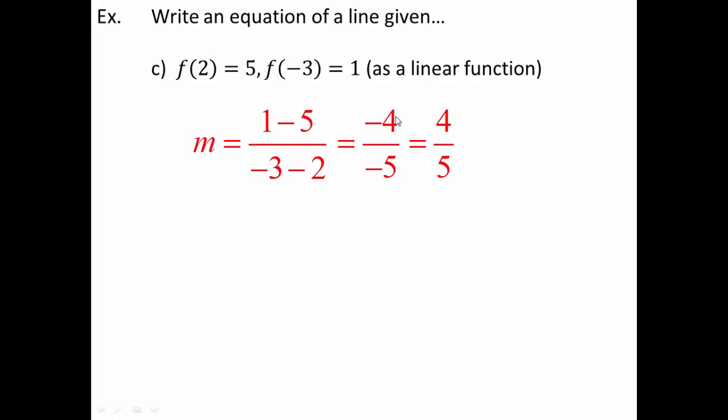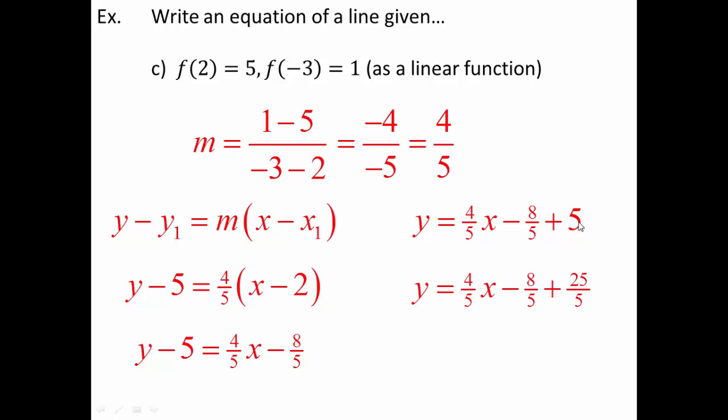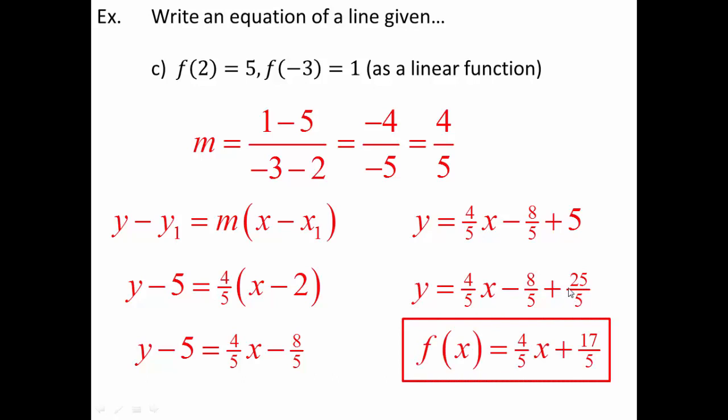So I will now follow the exact same process I did in part B, starting with my point-slope form. Plug in my numbers. I chose, once again, the first coordinate, (2, 5). Distribute the slope. 4/5 times negative 2 is just negative 8/5. Add the 5 to both sides. 5 as a fraction is 5 over 1. If 5 is the denominator, then it needs to be 25 over 5. So I have negative 8 plus 25, which is positive 17. So 4/5 x plus 17/5.